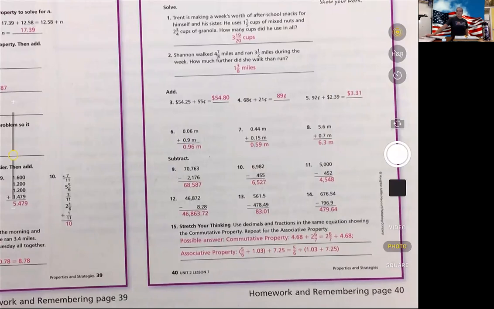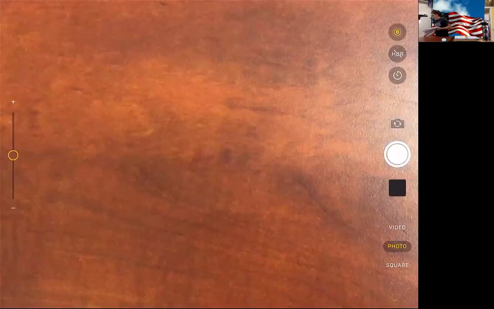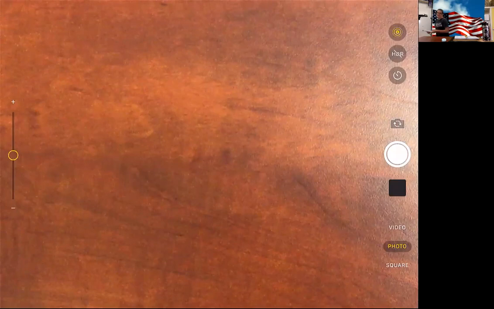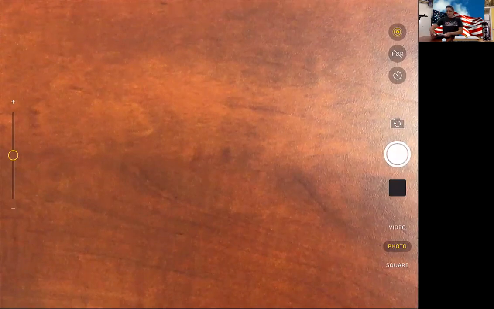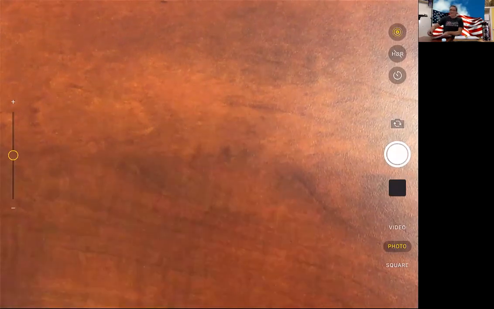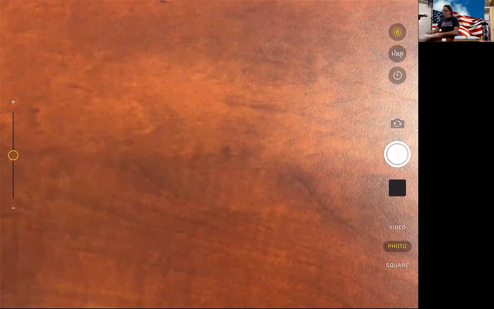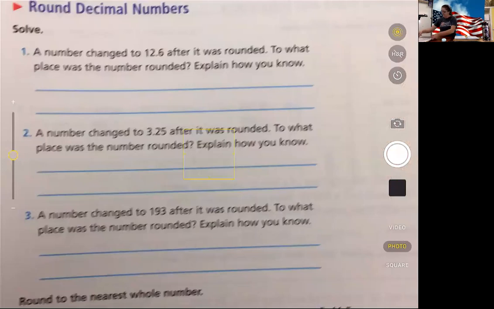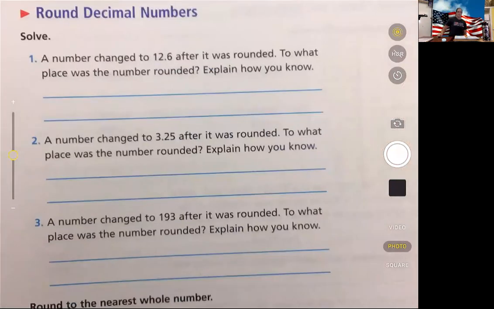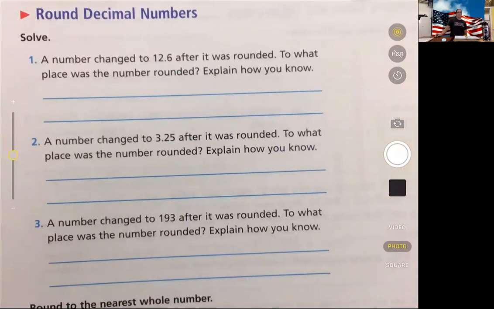All right, hopefully we're feeling pretty good about adding and subtracting decimals. We are going to switch it up a little bit today, and we're going to move into rounding of decimals. Rounding is a lot easier than rounding of fractions, that's for sure. So let's take a look at our student activity book. I'm on page 53. If you could join me on page 53 in your student activity book, please.